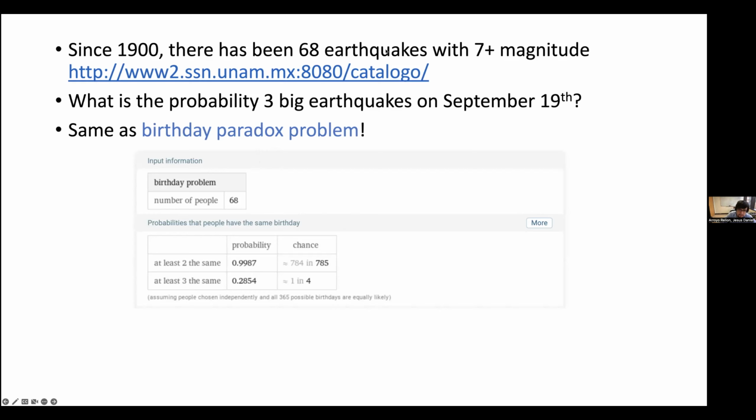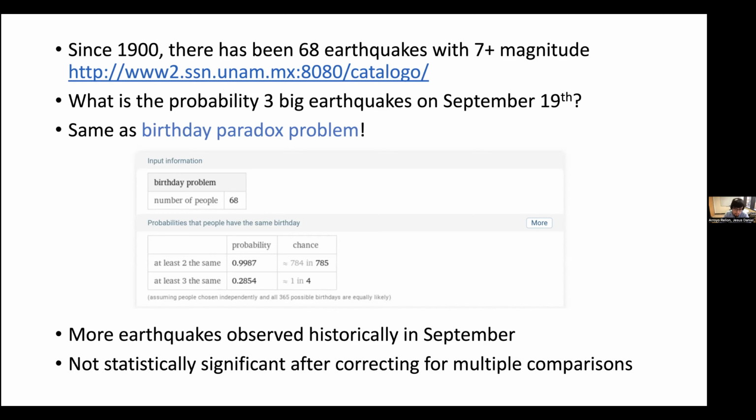If there were 60 earthquakes in total, the chance that three of them happen on the same day is, with these numbers, 0.28, which is close to 1/4. So this is something not unlikely to see. And if we keep waiting for a longer period of time, we may see other days that have 2 or 3 earthquakes happening. And we can do a similar analysis to check whether it's more likely for earthquakes to occur in September or not. But again, if we conduct this analysis carefully, we aren't going to observe some statistical significance in the occurrence of earthquakes in September in Mexico City.